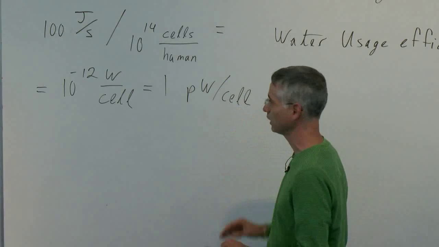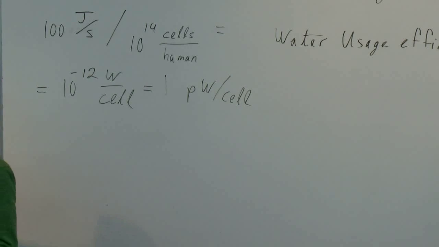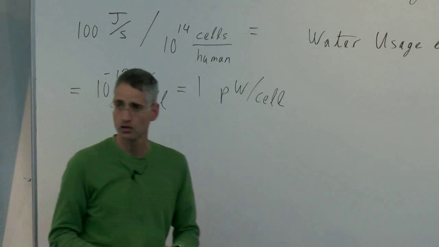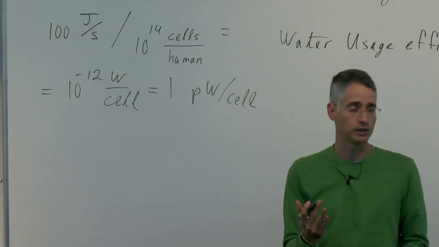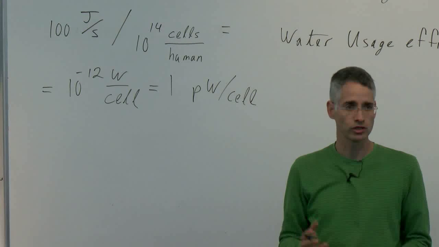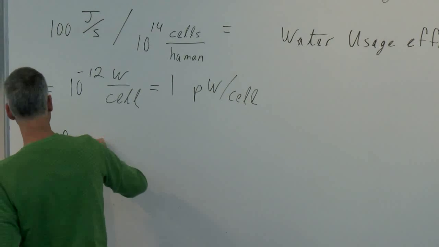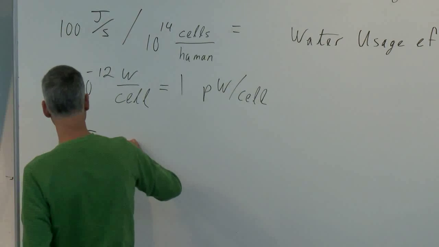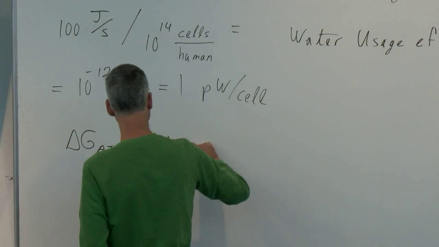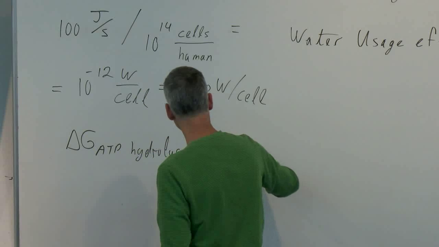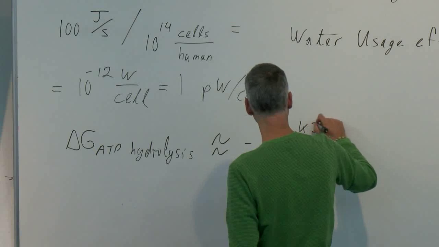So I have about 1 picowatt per cell. So this answers this question. Now I want to get to the number of ATPs per cell. For that, I have to know something about the energy associated with ATP. Anyone knows anything about that? For that, I actually need to know what's known as the delta G of ATP hydrolysis. This value is about 50 kilojoule per mole.